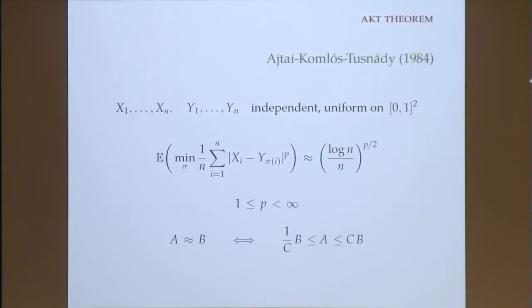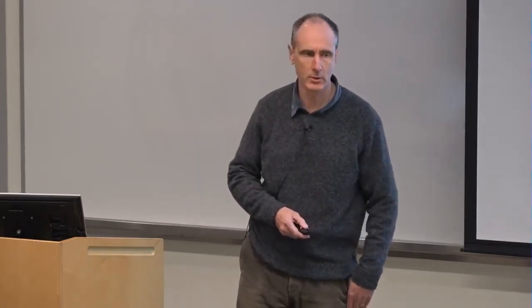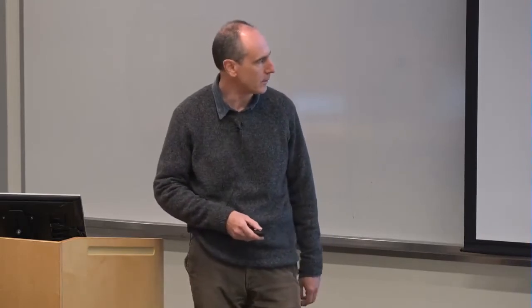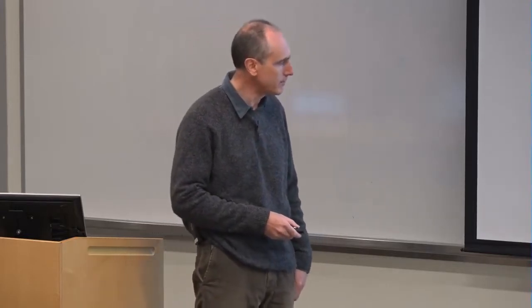So here the notation, this equivalence notation, means simply that the two quantities are within two constants, and the constant, of course, doesn't depend on n. And the proof of the theorem is typically of combinatorial nature, using dyadic partitions of the square and so on. There have been a number of alternate proofs which were developed in the late 80s and early 90s by Shor, Leighton, and Talagrand, using ideas from empirical processes and generic chaining.